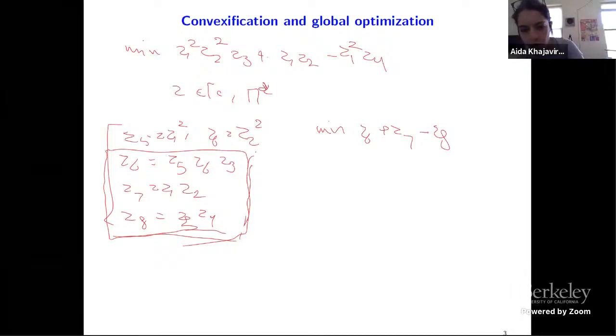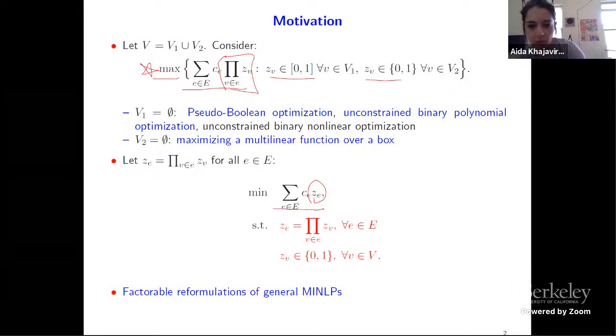What I showed you in the previous slide is that you do this lifting, and then the feasible set is the multilinear set.